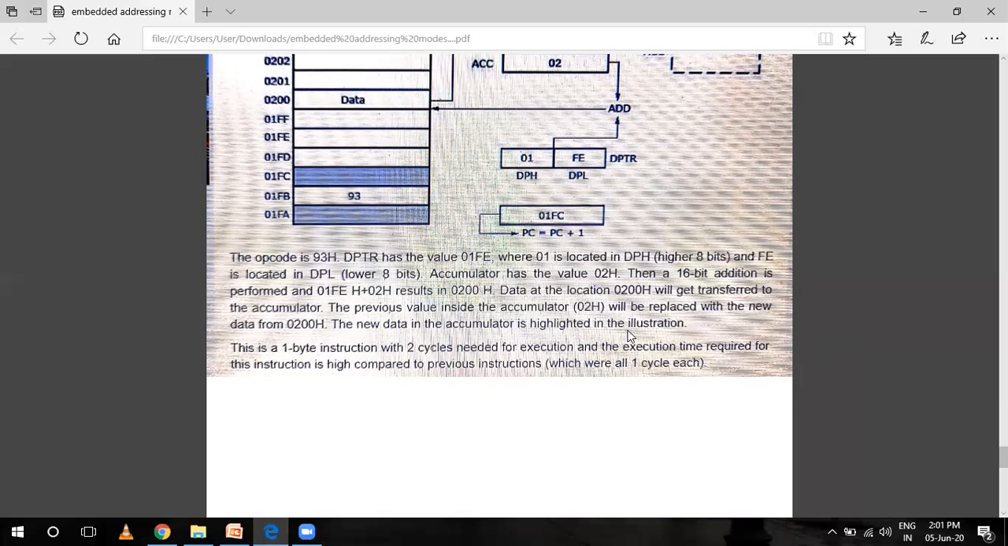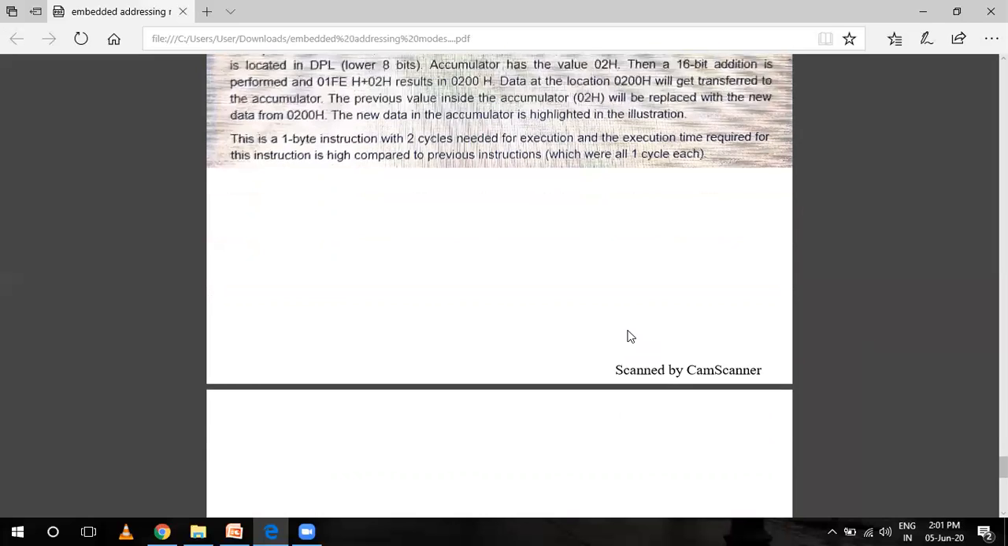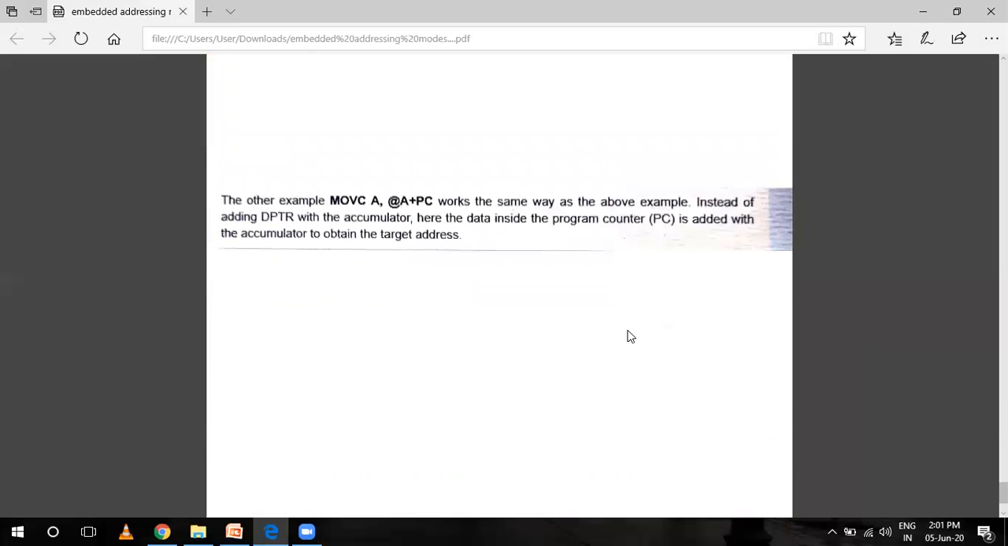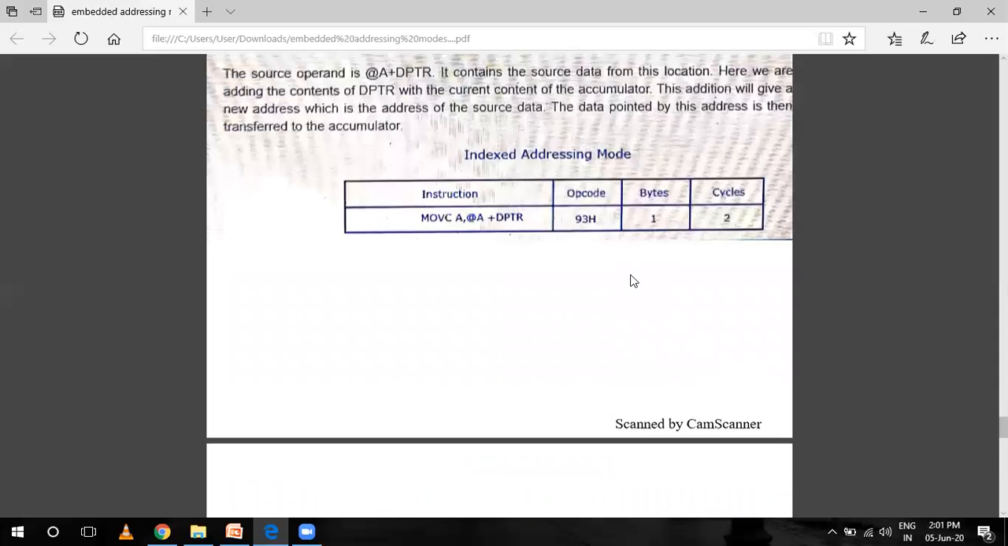So this is a 1 byte instruction, 2 cycles, and the execution time required for the instruction is higher as compared to the previous instruction. And the other example for this works the same. Instead of DPTR with the accumulator, here the data inside the program counter is added with the accumulator to obtain the target address. So this is all about the addressing modes.